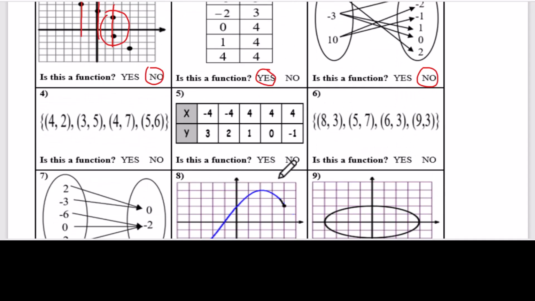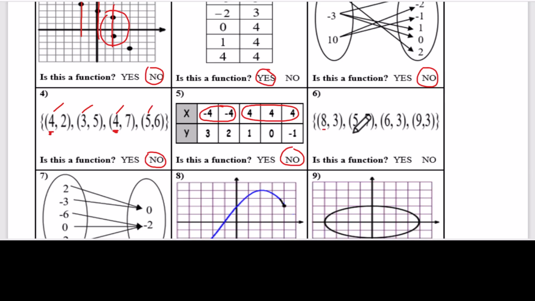Let's go on to the next one. Here I have a set of ordered pairs. So I focus on the x value, and look at that. The number 4 repeats. So because the x repeats, it's not a function. And look at this table. I also have 4s that are repeating, and these 4s are repeating. Again, not a function.